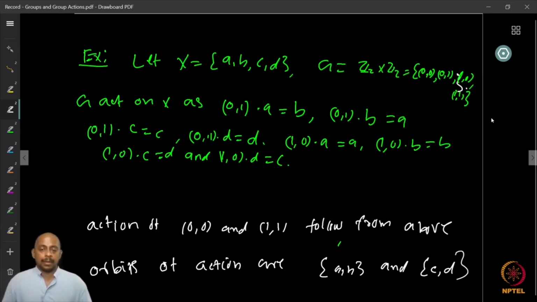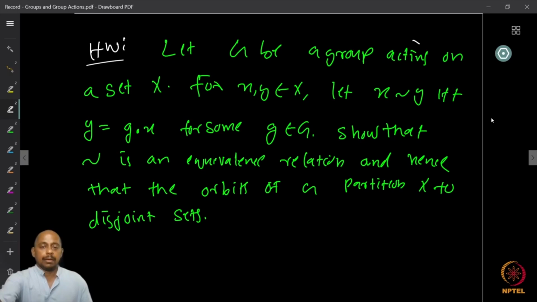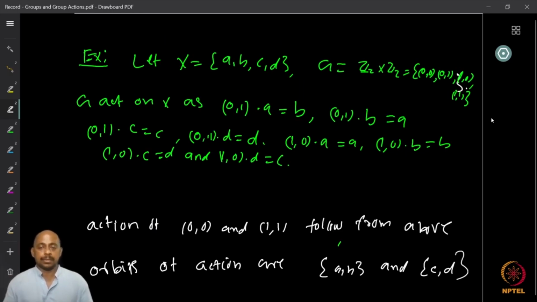Now {A, B}. So A is taken to either A or B by the elements of G, and B is taken to A or B itself. And similarly, C will be going to D or C, and D will be going to C or D itself. And one can verify that A never goes to C or B never goes to D, etc. So these properties one can verify, and you should check out all these.